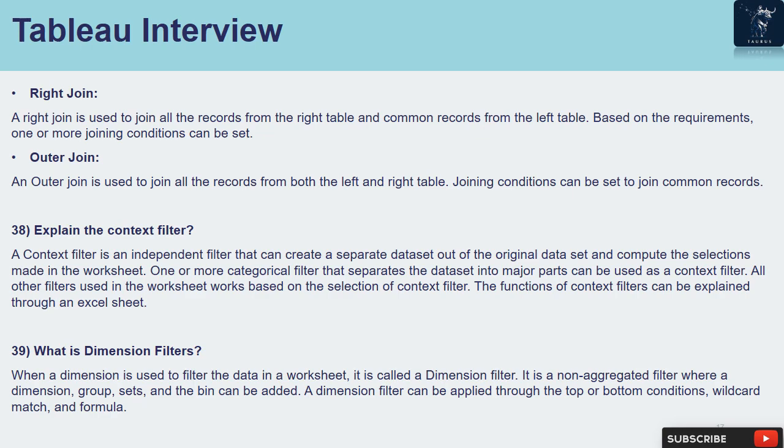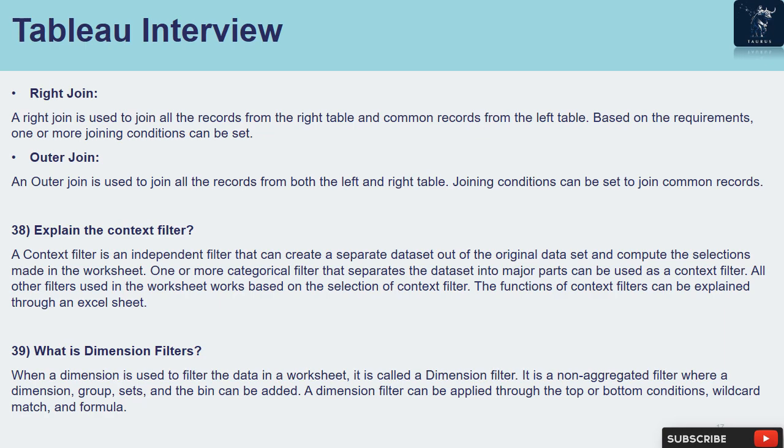38. Explain the context filter. A context filter is an independent filter that can create a separate data set out of the original data set and compute the selections made in the worksheet. One or more categorical filters that separate the data set into major parts can be used as a context filter. All other filters used in the worksheet work based on the selection of the context filter. The functions of context filters can be explained through an Excel sheet.